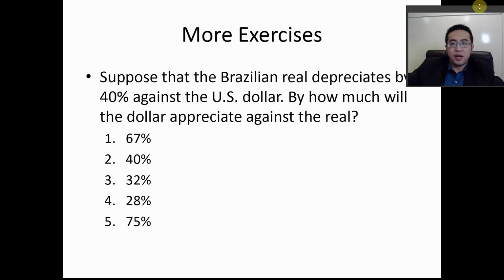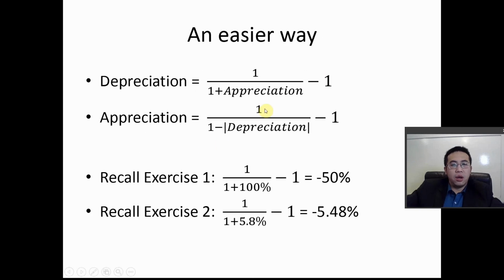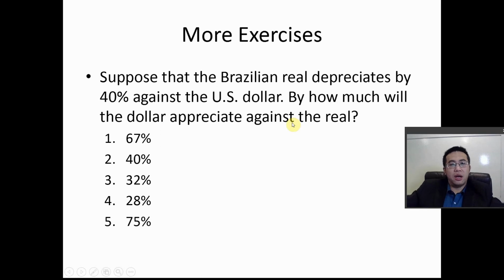And here is an example. Suppose that the Brazilian real depreciates 40% against the US dollar. How much will the dollar appreciate against the real? In this question, you will know that the Brazilian real dropped by negative 40%. So if you use the formula before, it should be 1 over 1 minus 40%, minus 1. So the amount of dollar appreciation would be 67% positive.